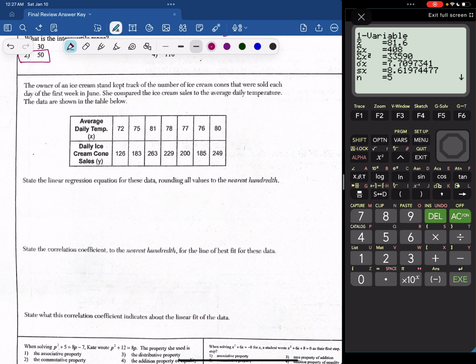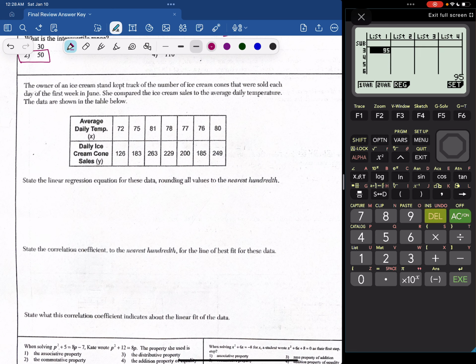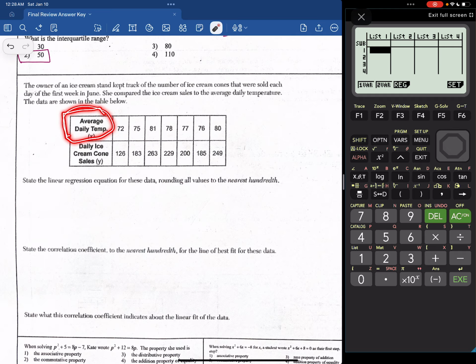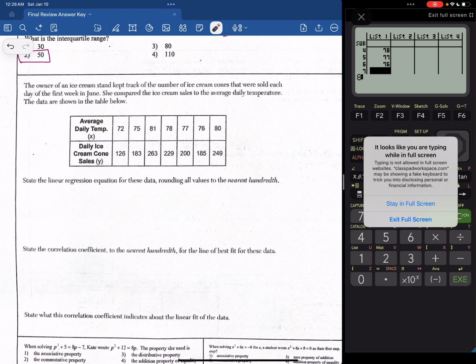So to find the linear regression equation, we're going to go to Menu, Stat, clear out our table, and then we are going to enter the X values, the average daily temperature values in list one. So we're going to enter 72, 75, 81, 78, 77, 76, and 80.